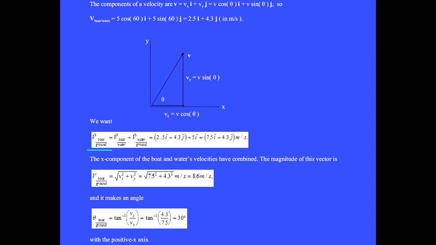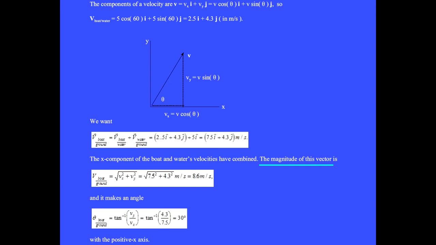We want the velocity of the boat relative to the ground, which equals the velocity of the boat relative to the water plus the velocity of the water relative to the ground, because then the subscripts for water would cancel. We have 2.5 i hat plus 4.3 j hat added to 5 i hat, so we get 7.5 i hat plus 4.3 j hat meters per second. We see that the x components of the boat and water's velocities have combined.